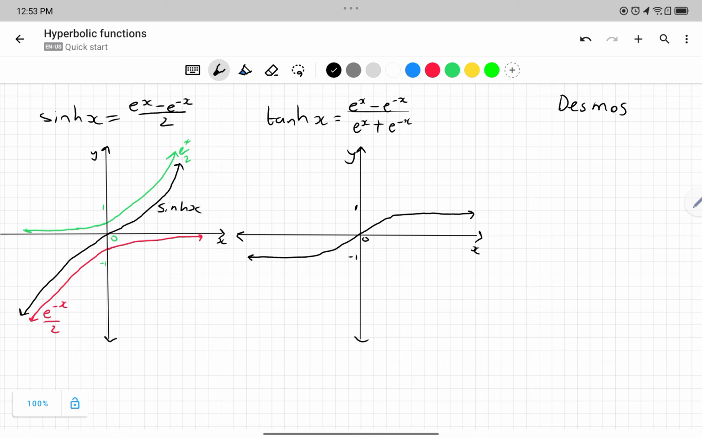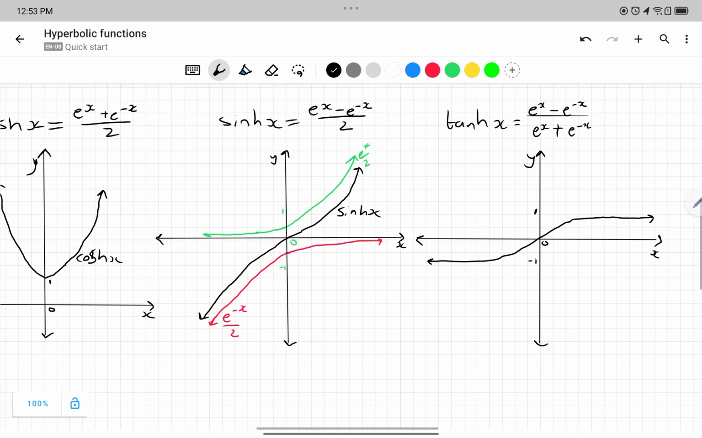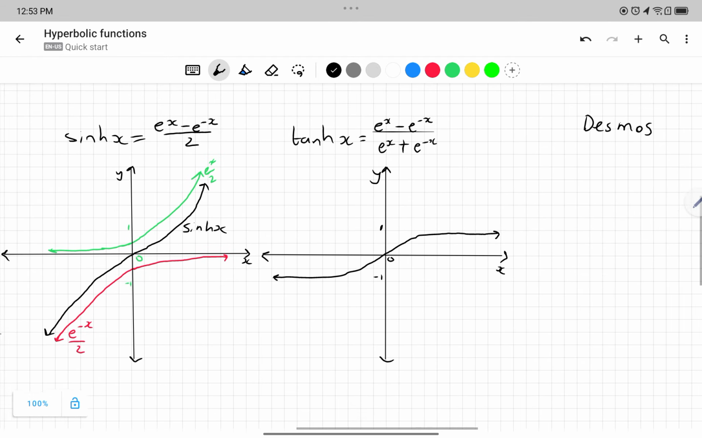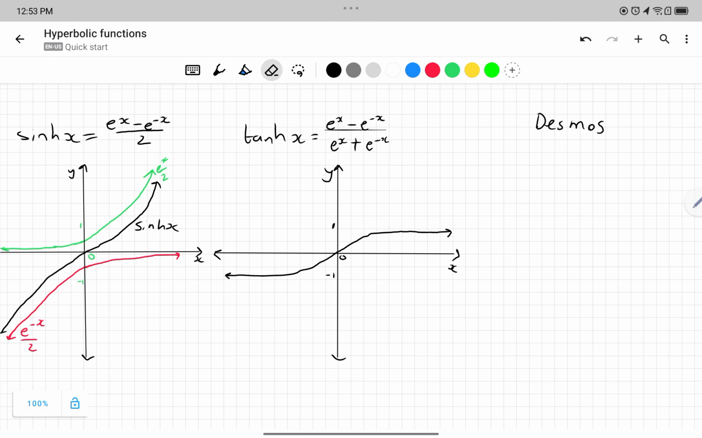So yeah, pretty interesting, pretty nice, looks beautiful, looks glorious, beauty of maths. Okay.